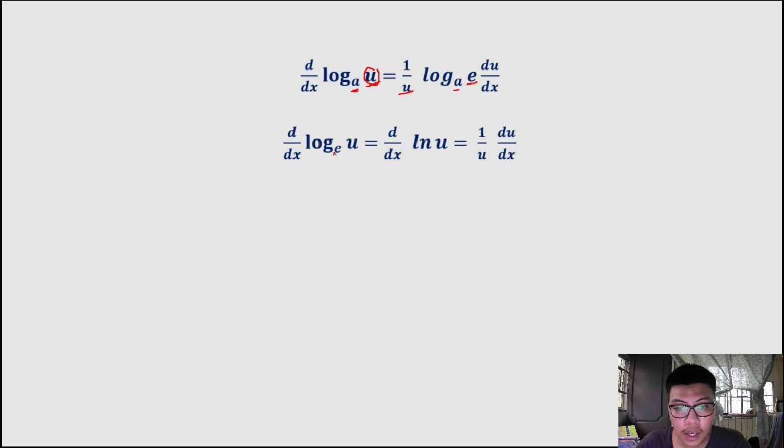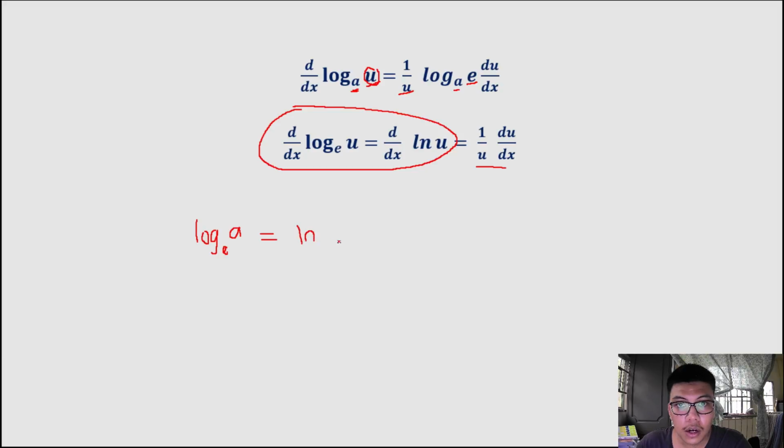Okay? Also, if we have the derivative of log u base e, so that is equal to 1 over u du over dx. So pansinin tong part na to, no? So kapag tayo ay may logarithm na base e, log a base e, that is also equal to natural log, ln a. Okay? So meron tayong dalawang klase ng common na logarithm. So yung ating Briggsian, tapos yung ating Napierian or natural logarithm.